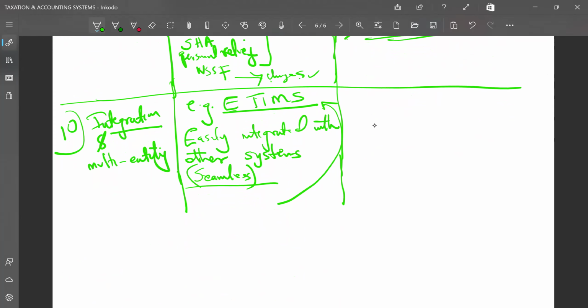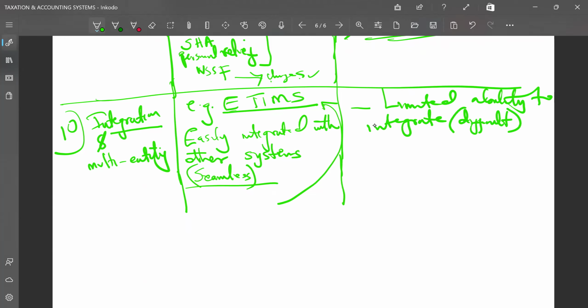Now, what of the desktop version of this accounting software? There is limited ability to integrate. I'm just saying it is difficult to integrate. It is so difficult to integrate a desktop package or a desktop accounting software with other applications. You know the technicalities that are involved.